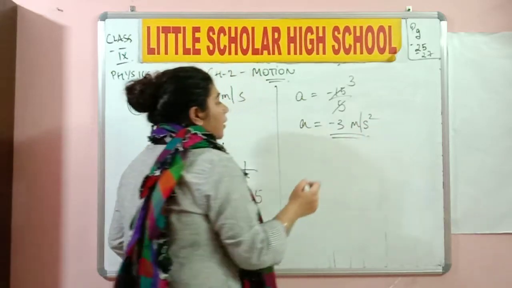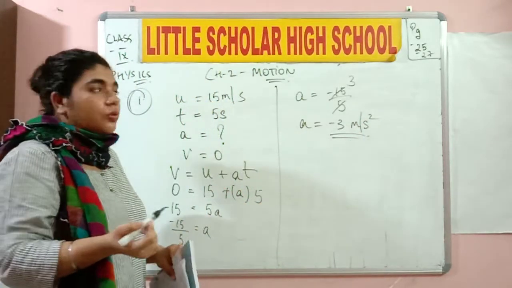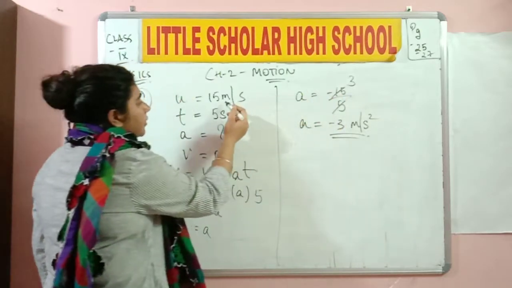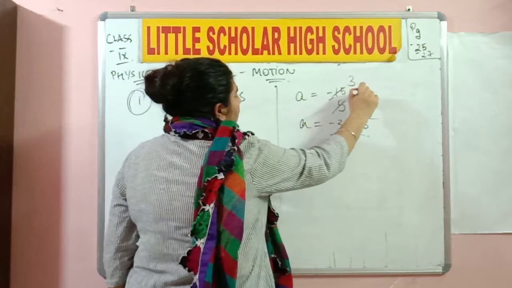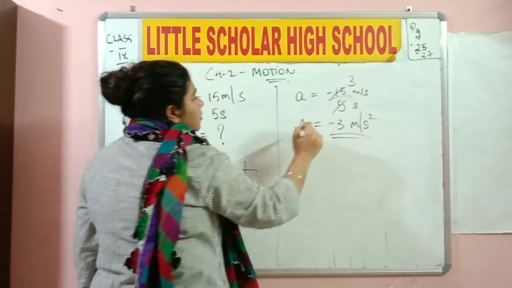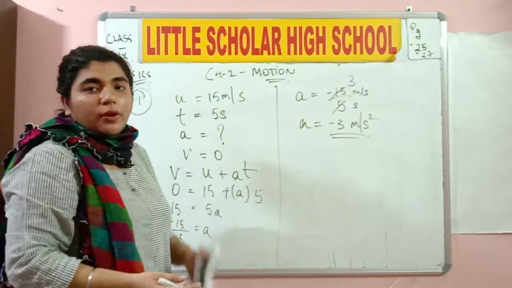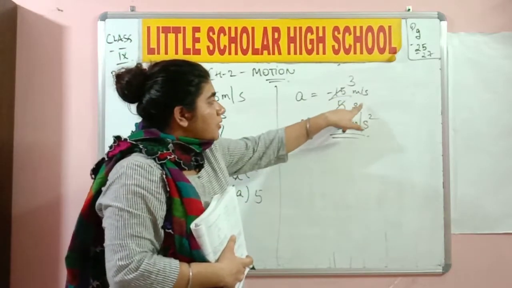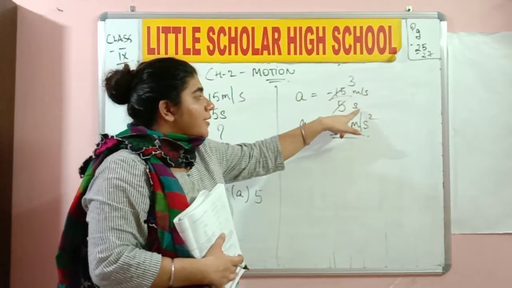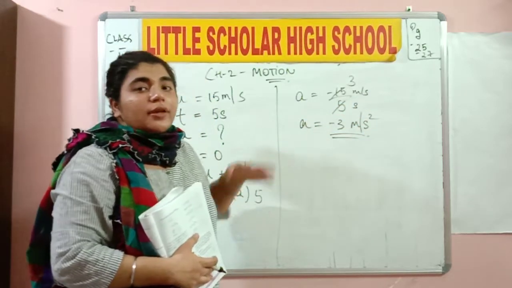So acceleration is equal to minus 3, and what will be the units of acceleration? Meters per second square. If you don't remember the units, you can definitely write along. This 15 over here is nothing but meters per second, so you can write meters per second over here. The time is 5 seconds, so you can write seconds over here. It is meters per second square. Do you understand? Okay with everybody? This s is going to come in the denominator. S into s is nothing but second square. This is how you write it.